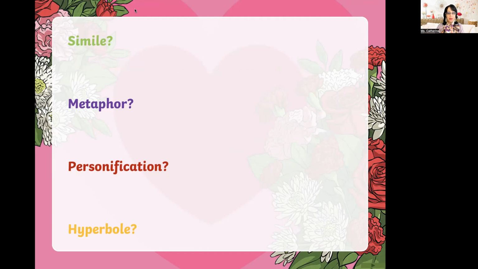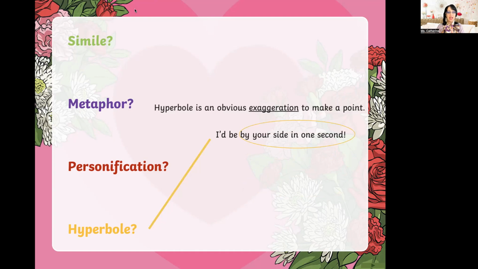Okay, what about this sentence? I'd be by your side in 1 second. Now we're here in the contraction I'd. What is the contraction I'd mean? I would, right? I would be by your side in 1 second. Which type of figurative language? Hyperbole. Why? By your side in 1 second.